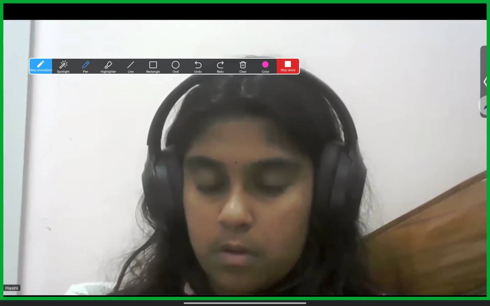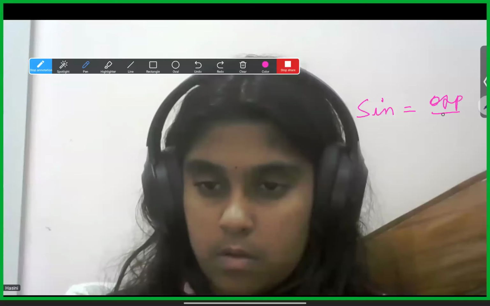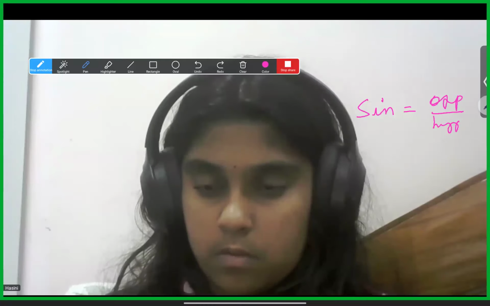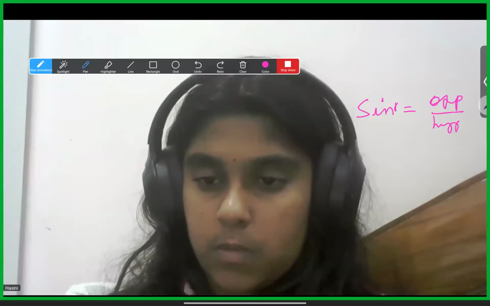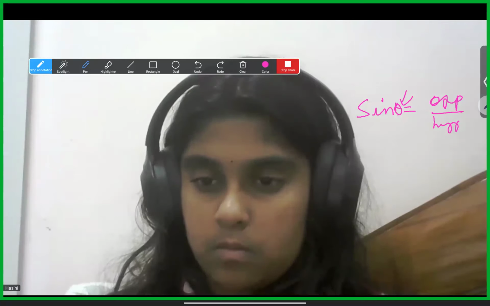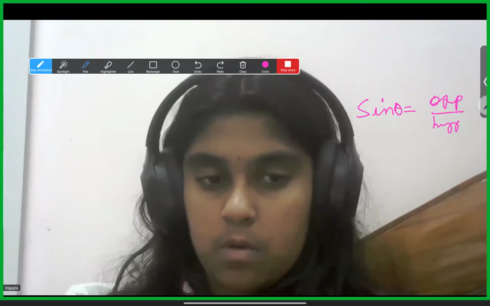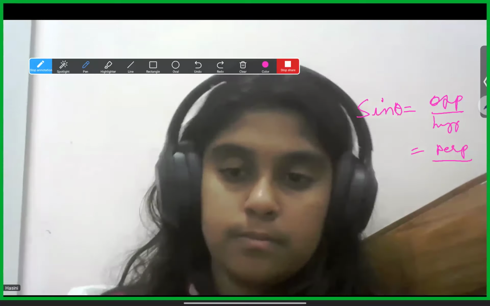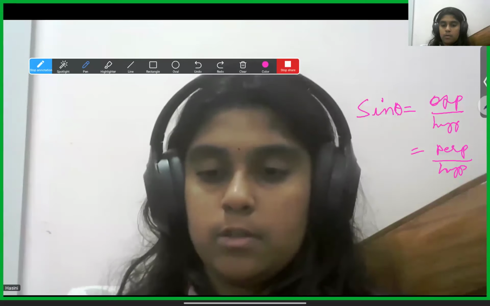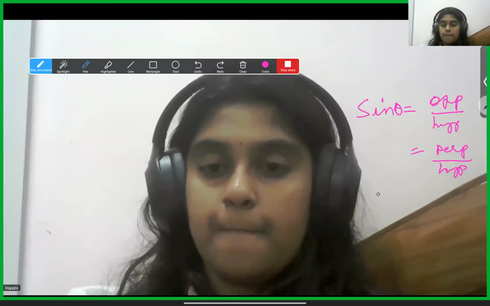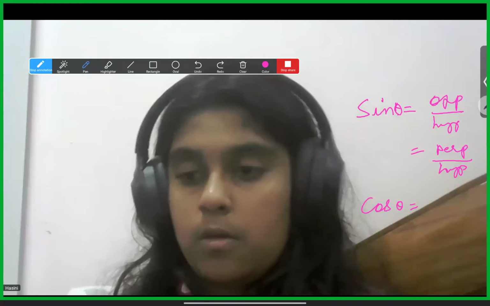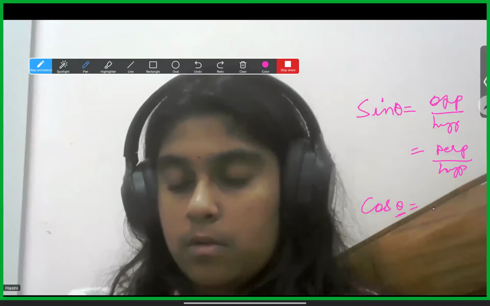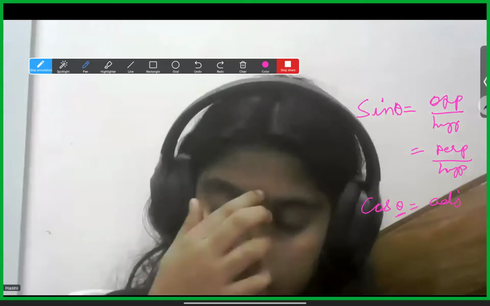Sine formula is opposite by hypotenuse, whatever angle it has. For that angle position, wherever it is, for that angle it is opposite by hypotenuse, or we can call it perpendicular by hypotenuse. Then cos, for that particular angle, is adjacent side by hypotenuse.